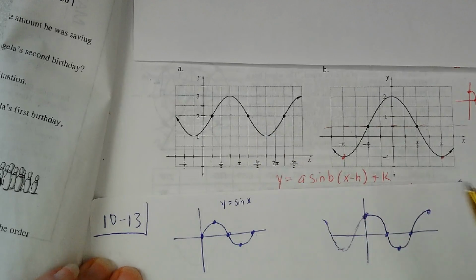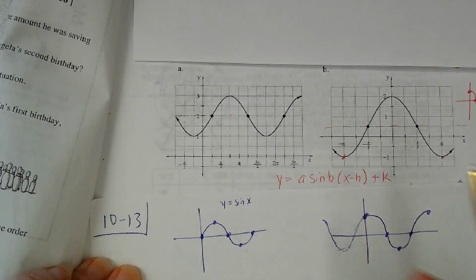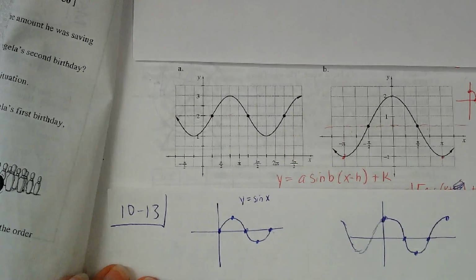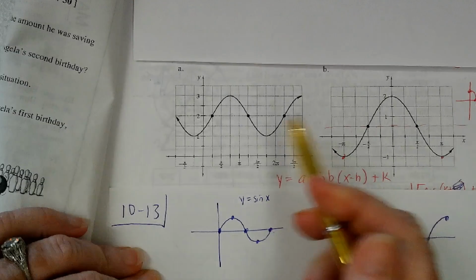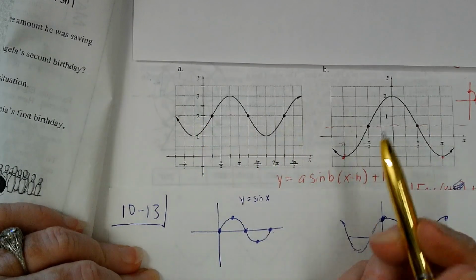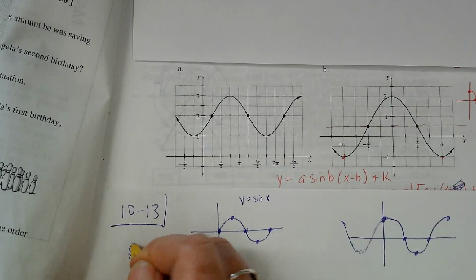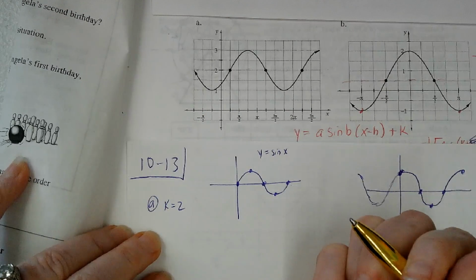So for this one I'm going to use a sine graph, and for this one I'm going to use a cosine. You could use either, because you can move them around. But let's just do this one with a sine graph. I like to find out what K is first. K is going to be the midline or the centered line, and it's 2. So I know K for letter A equals 2.